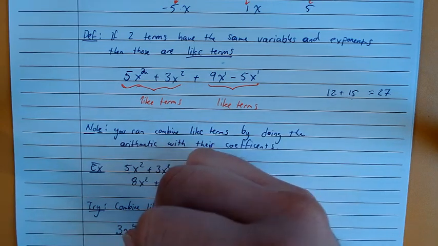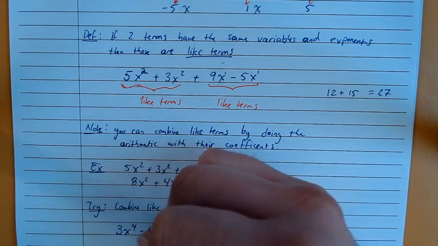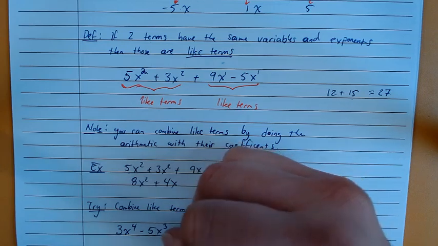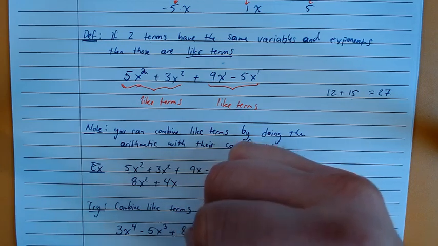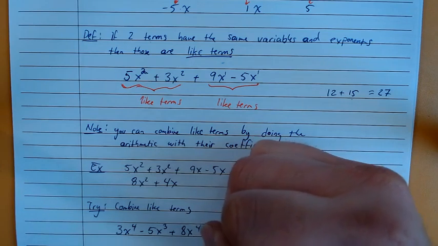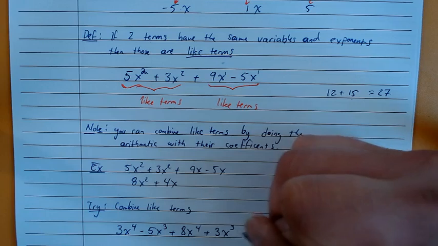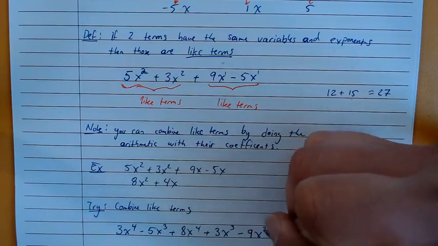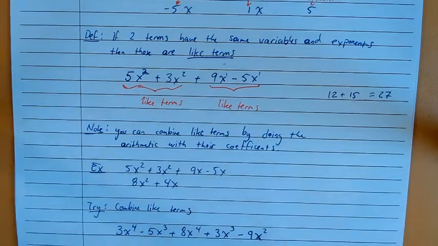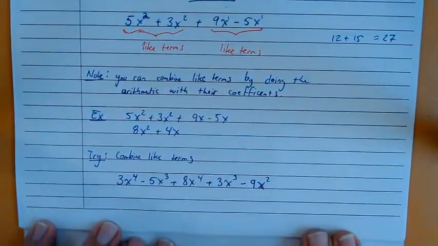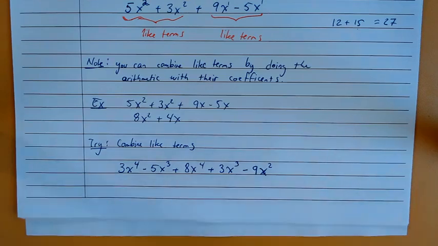3x to the 4th power minus 5x to the 3rd power plus 8x to the 4th power plus 3x to the 3rd power minus 9x squared. Now, not everything's going to necessarily combine. Only the ones that are like terms. Don't force it. Only the ones that actually can go together. Go ahead and pause the video, give it a try, and once you have the result, come back and we'll confirm it together.